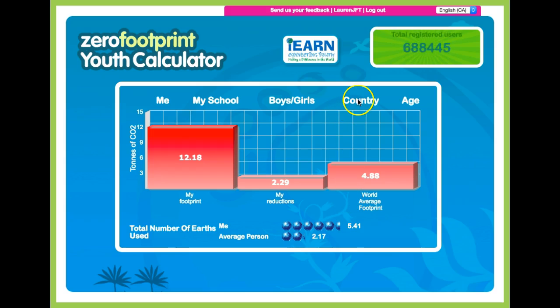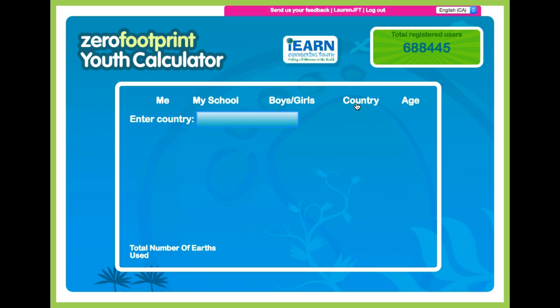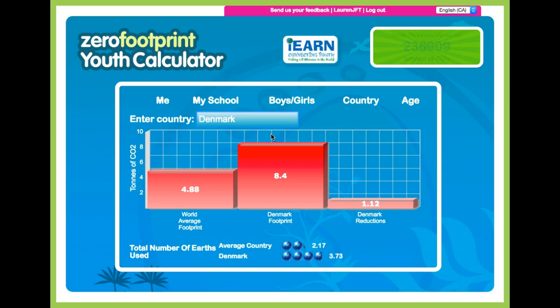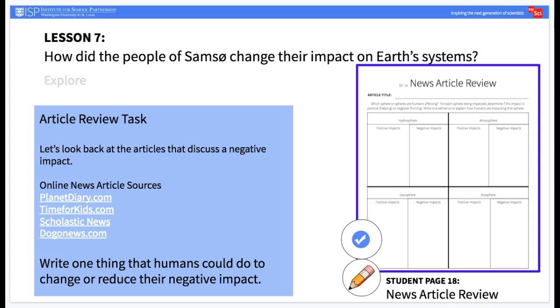Students can then click the tab labeled Country. They can type in Denmark and Malawi and generate the graphs to analyze and compare how different countries affect Earth systems through their choices.